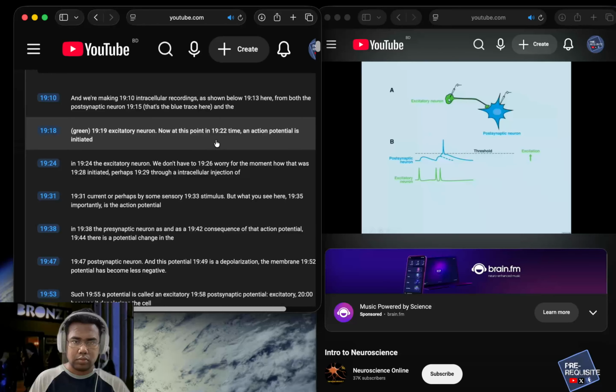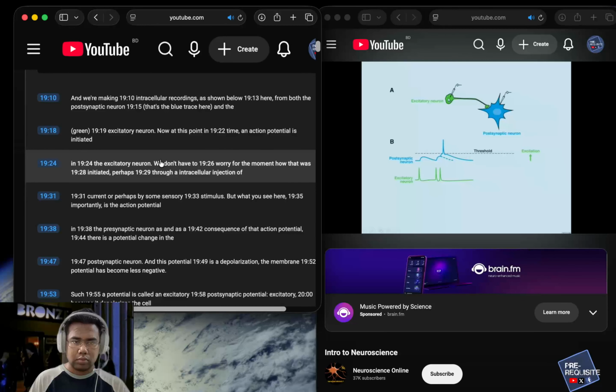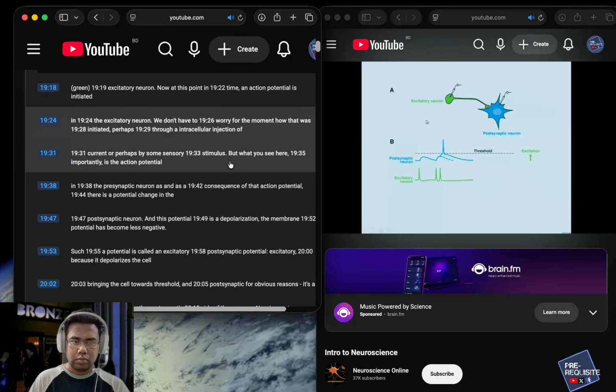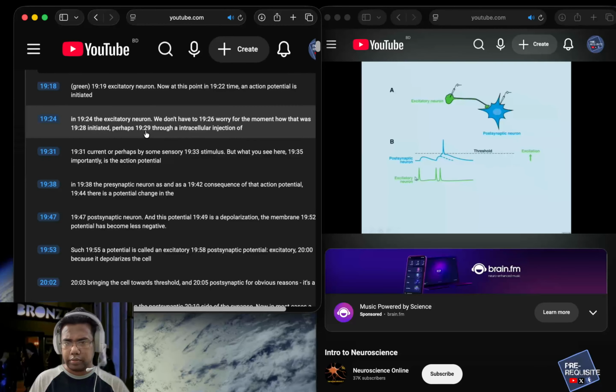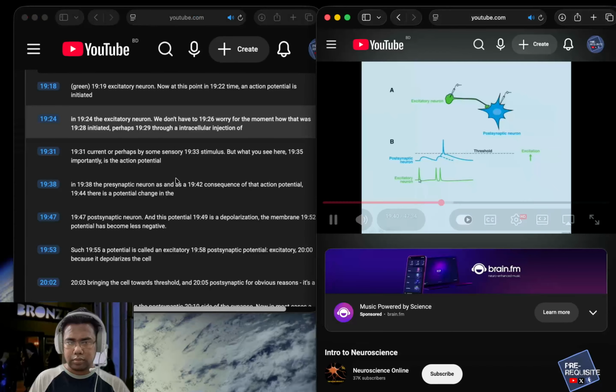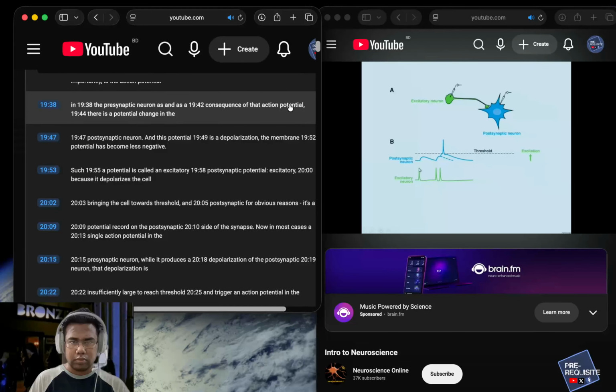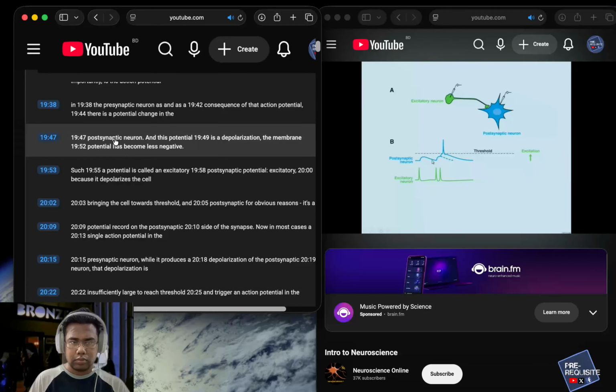We don't have to worry for the moment how that was initiated, perhaps through an intracellular injection of current or perhaps by some sensory stimulus. But what you see here, importantly, is the action potential in the presynaptic neuron and the consequence of that action potential. There is a potential change in the postsynaptic neuron. And this potential is a depolarization. The membrane potential has become less negative.